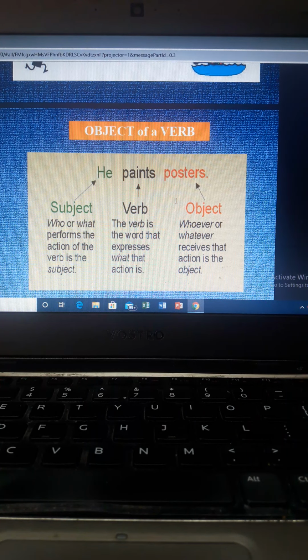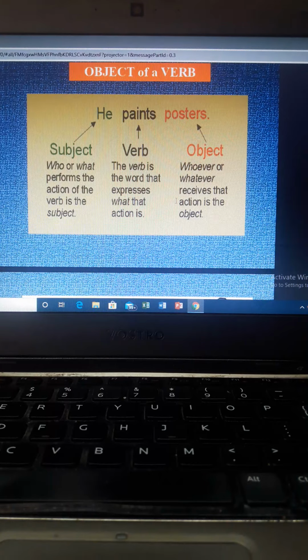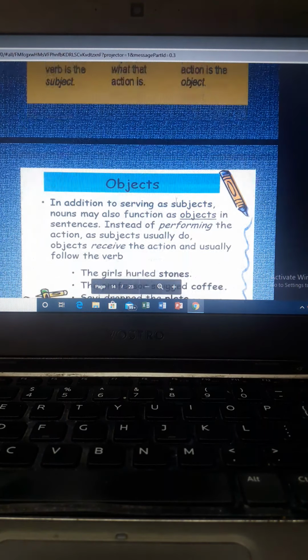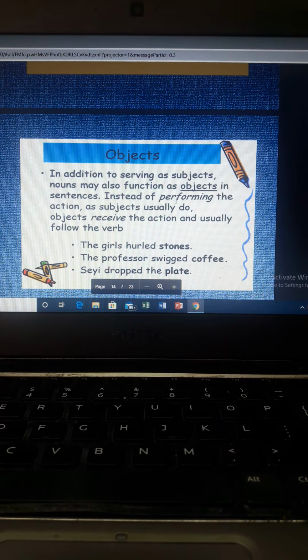Right? Who is the person who performs the action? The subject. Verb is the action which is performed, and who is the receiver of the action? Receiver of the verb, it is the object. So posters becomes the object, right? Object of the verb, of course. Now there is something which you need to understand.